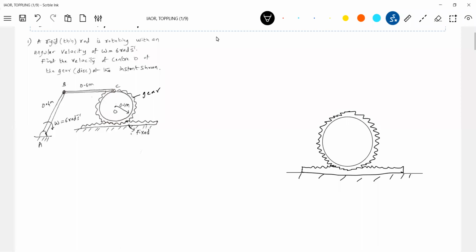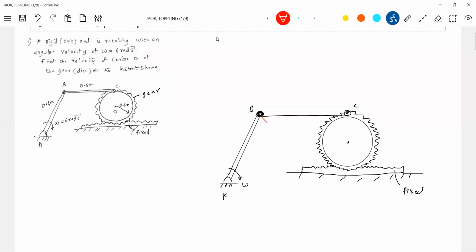Let this be a fixed one. So this particular rod is connected here, and again here a joint. So this is A, B, and this is C. This angular velocity is how much? 6 radians per second, we know this one. So what is the linear velocity of point B? It should be VB.